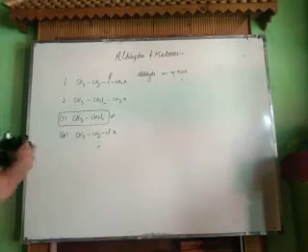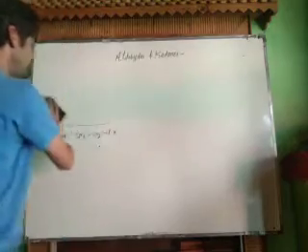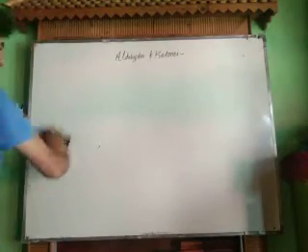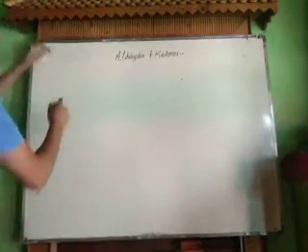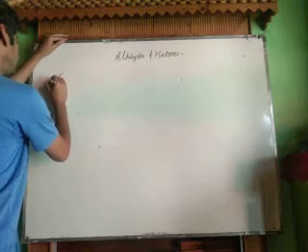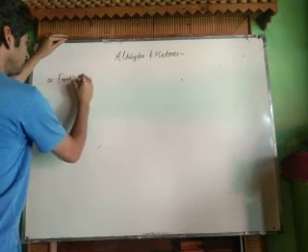Now one more method of preparation of both aldehydes and ketones is the reaction of Grignard reagent. From Grignard reagent.